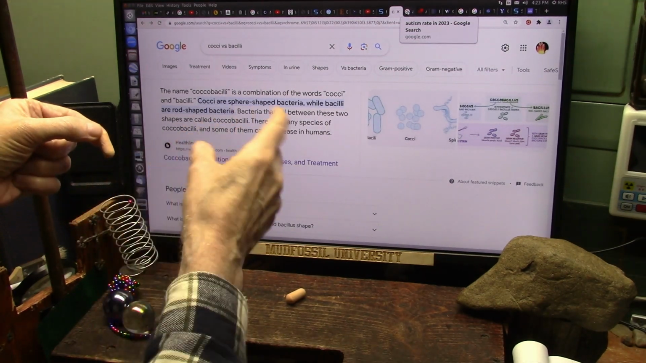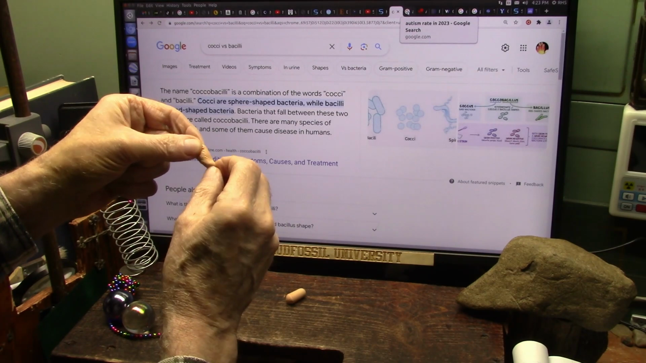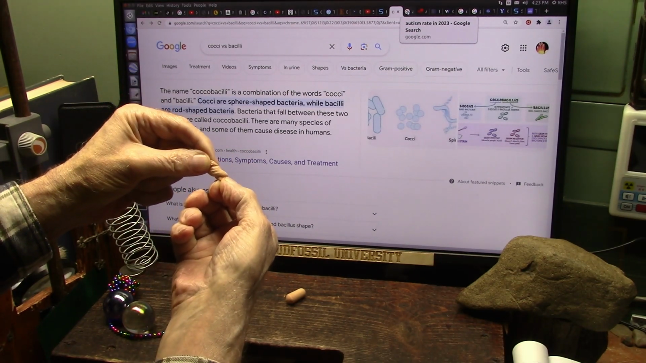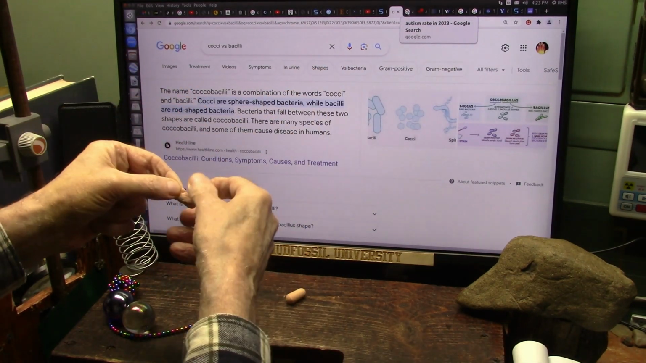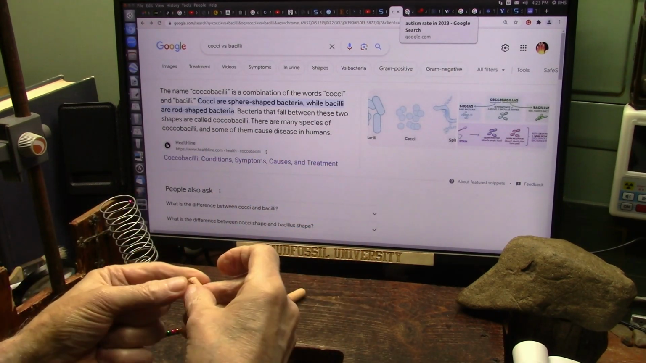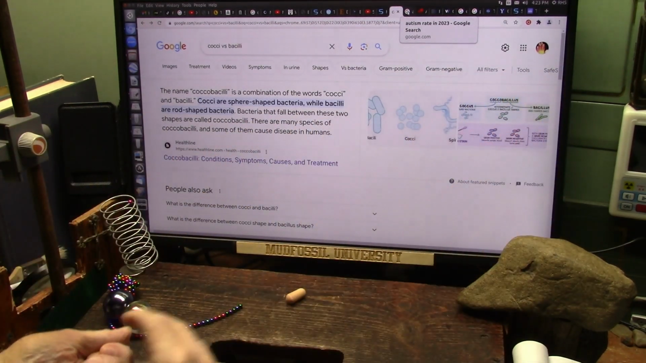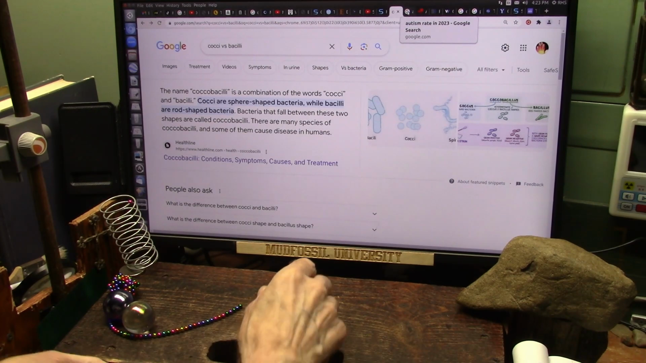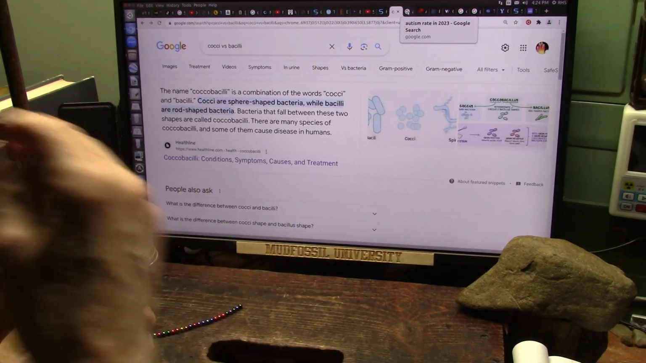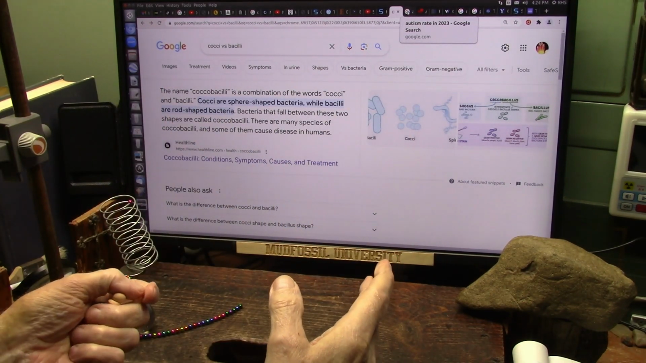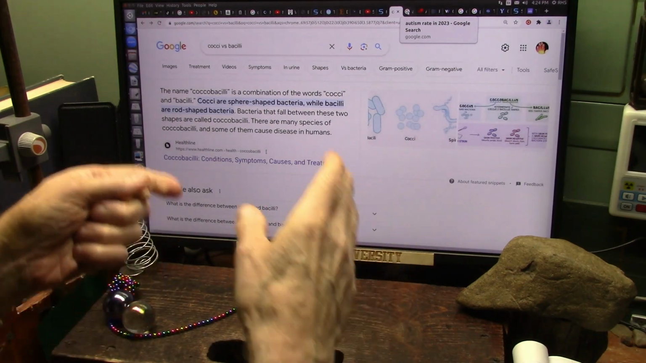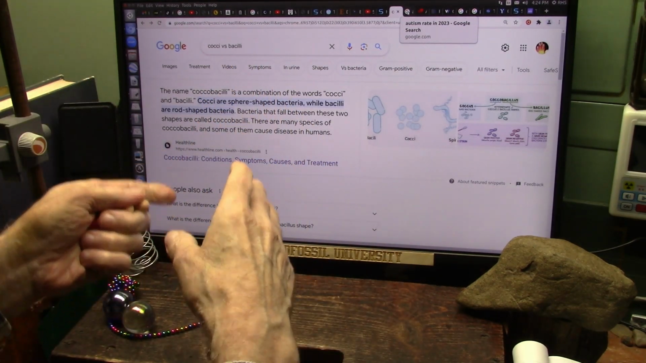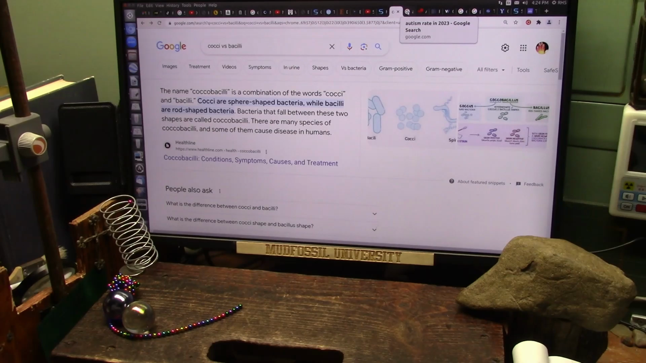And then the two of them together, sometimes they can't tell the difference. What is that? Is it one or the other? So they call it cocobacilli, which means it's going to be some kind of odd-looking thing. Now, that's the types of bacteria there is. And what does bacteria do? And what's the difference between bacteria and hormones?